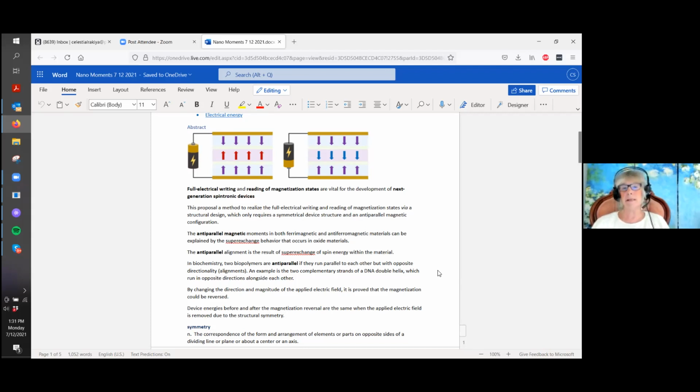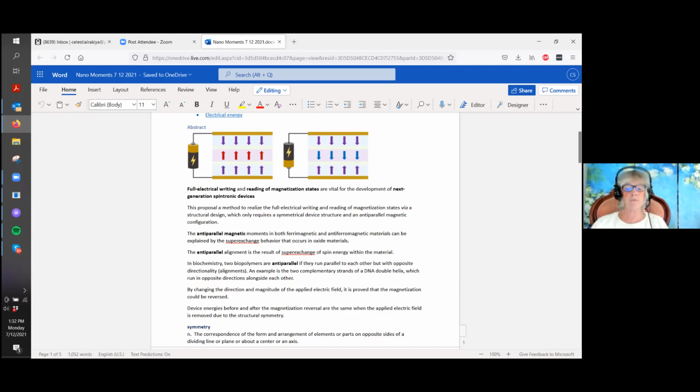And it's important that we start getting familiar with these words. We don't have to fully understand the concepts yet, but if we start getting familiar with anti-parallel alignment, anti-parallel magnetic moments, and electrical writing and reading magnetization, then we're going to understand more comprehensively when we do the deep dive. So by changing the direction and the magnitude of the applied electrical field, so that means your frequencies coming in and hitting your body, it is proved that the magnetization could be reversed. And so that's what they're in the process of doing with all these nanoparticles.